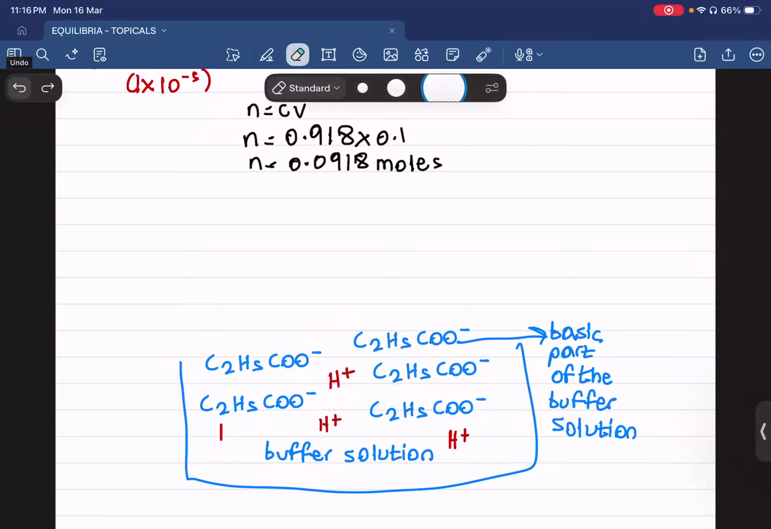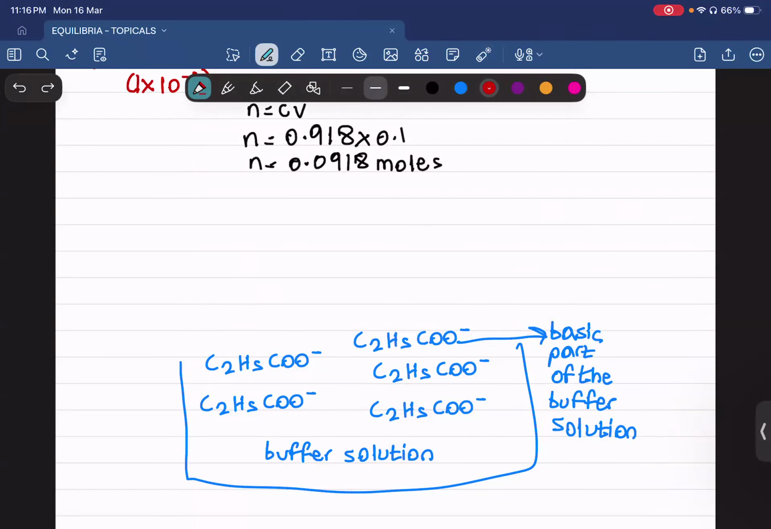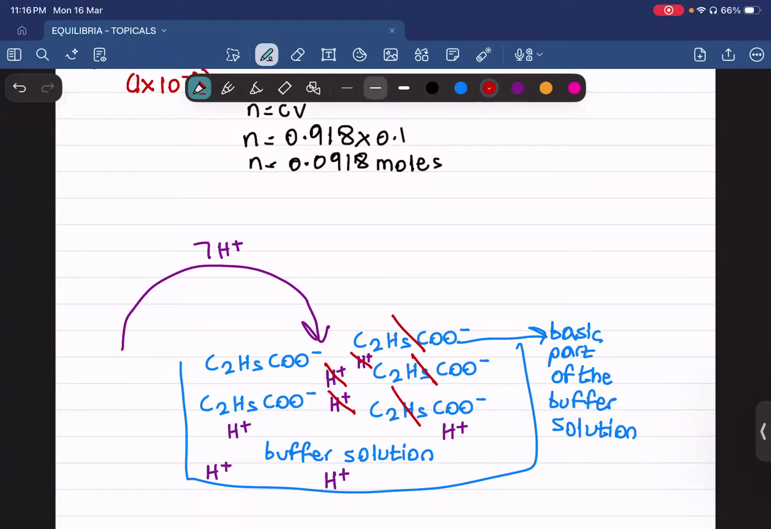Let's say I have another buffer solution which has five ions that act as a base. Right? They're responsible for reacting with the protons or with the H plus ions when I add them. But let's say this time I add 7 H plus ions. So this is 1, 2, 3, 4, 5, 6, 7. So this H plus ion combines with this one, this combines with this one, this combines with this, and this combines with this.